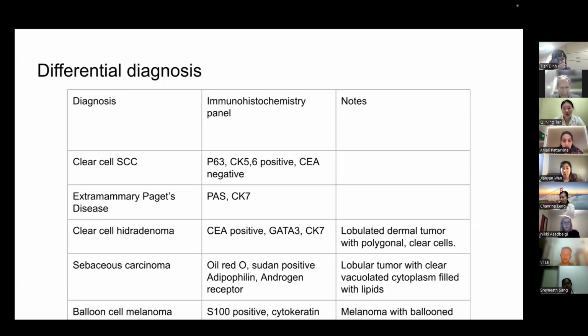Breast is GATA3 positive, right? So skin adnexa and breast are actually coming from the same line of differentiation during development. Because of that, CK7 is also positive in the breast, and they have a lot of overlap with each other.